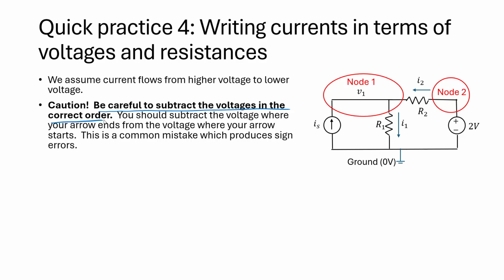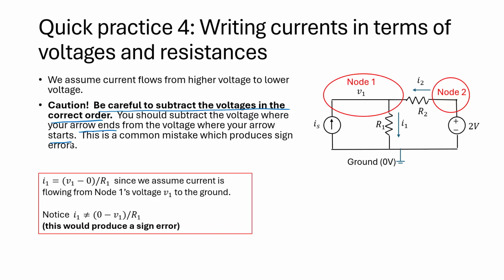What we mean by this is we assume that current is starting at the higher voltage and ending at the lower voltage when we draw an arrow. So that means if you are subtracting one voltage from another, your positive current is produced when we subtract the lower voltage from the higher one. So you should subtract the voltage where your arrow ends from the voltage where your arrow starts. Sometimes students accidentally get those reversed, and it will cause some errors. So be careful of that.